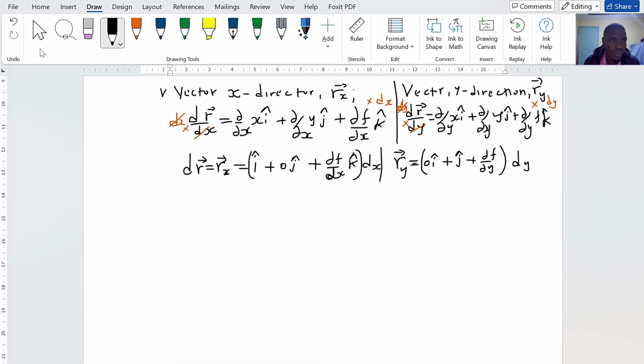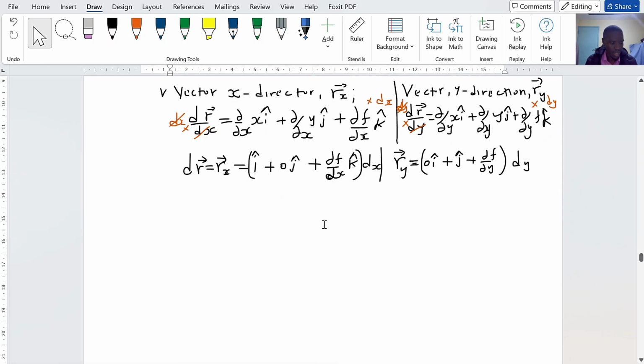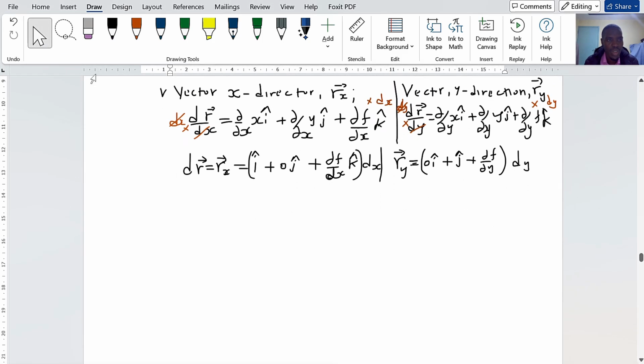Now we are good. We have our position vector in the x direction, Rx, and our position vector in the y direction, which is Ry, which we have here. Now we know that in geometry, we have already covered in vectors that the area of a parallelogram is defined by two vectors. We already did that before. I don't know if this was revision 1 or revision 2.